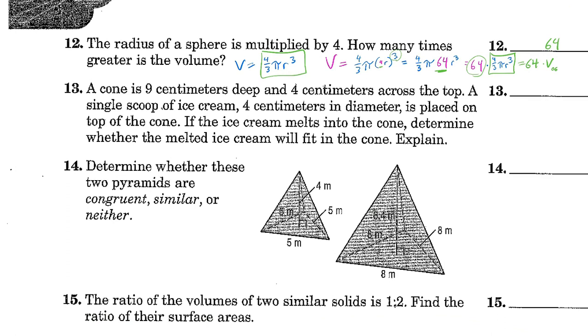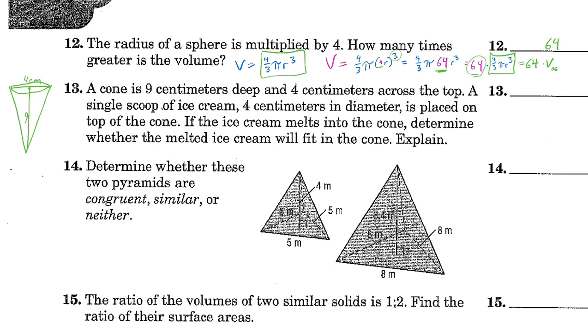All right, a cone is 9 centimeters deep. That is deep. Okay, sure. I guess it's just upside down, so they're calling it depth. Sure. So that's 9, and then, whoo, gotta get the door. Okay, sorry. So a cone is 9 centimeters deep and 4 centimeters across the top. So I guess that's a fancy way of saying diameter.